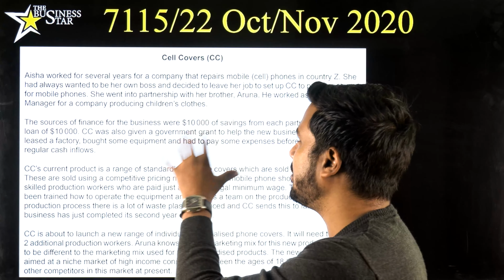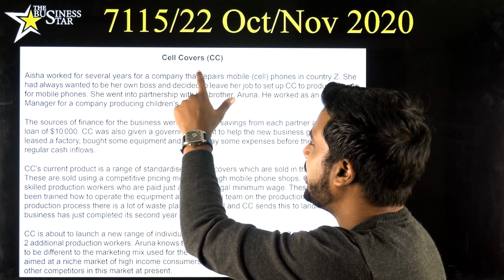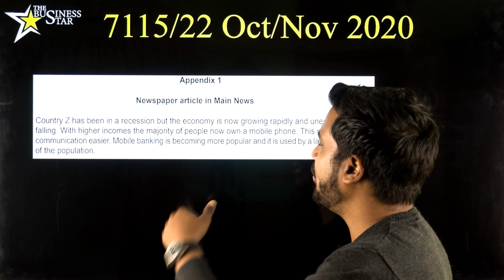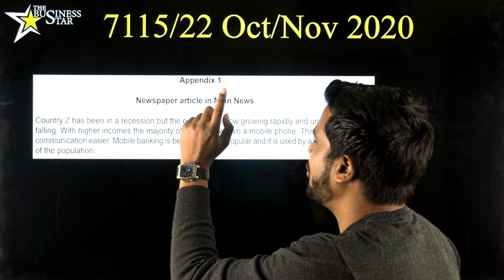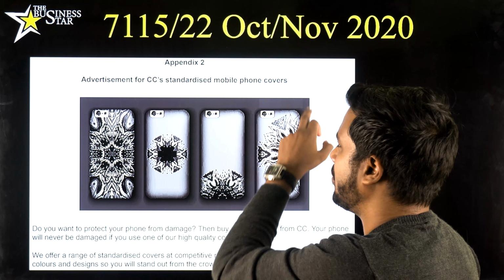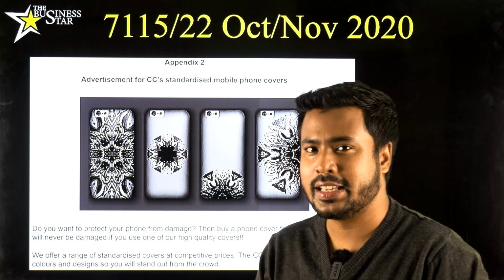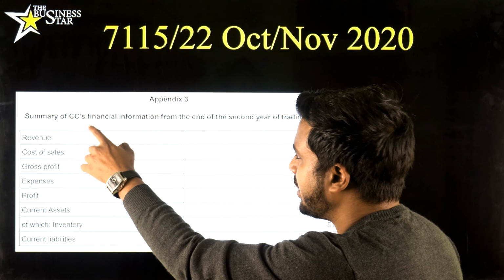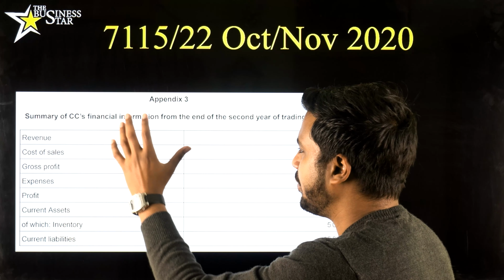This is the first page of the case study, which is cell covers. Moving on to the next one, which is appendix 1, and then appendix 2, the advertisement for CC standardized mobile phone covers. You have to read all these appendices, and there's the last appendix, appendix 3. Here there is certain financial information that you have to use when answering the questions.